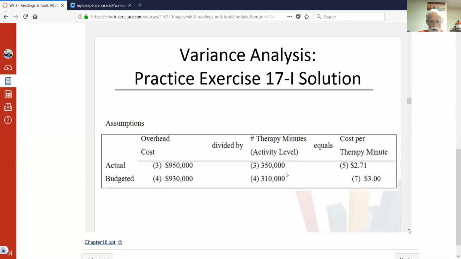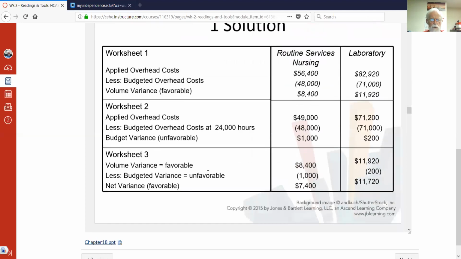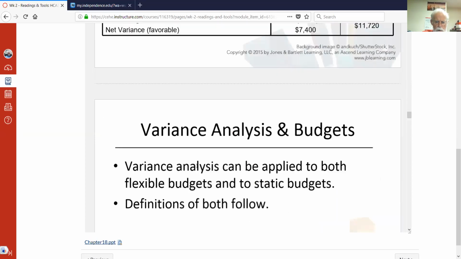So what we're seeing is the reason we had such a difference was mainly because of lower usage of therapy. So this helps us understand why we had a variance in our budget. Does that make sense? Okay. I'm not going to go through all of these because we're getting to the point where we're about to run out of time.